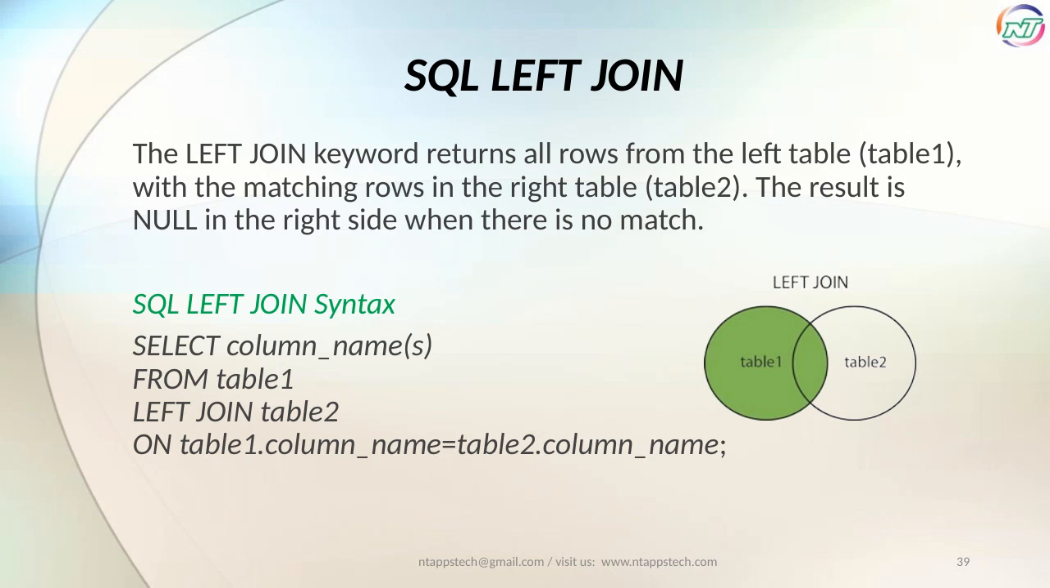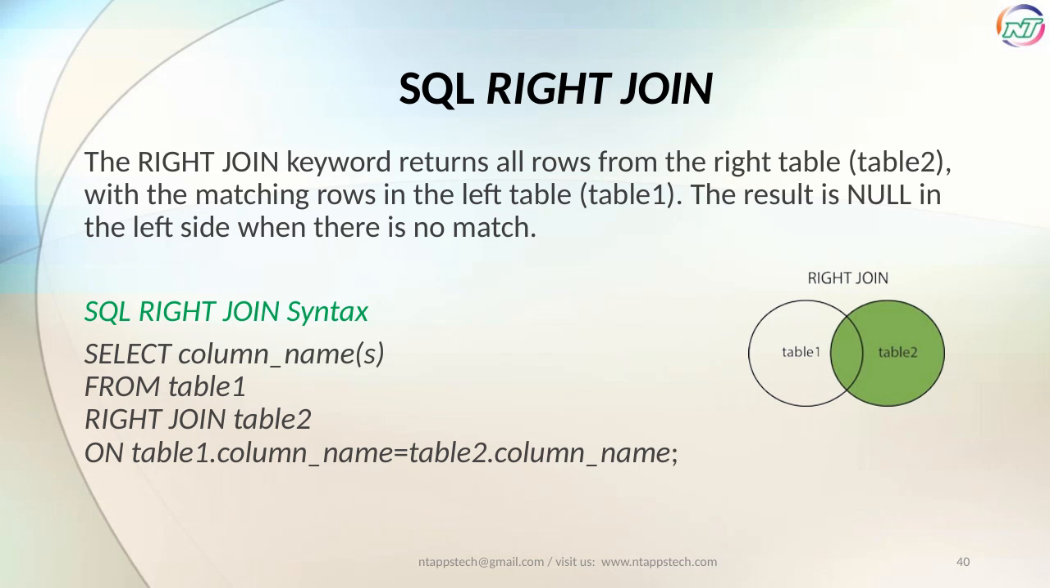The syntax uses select followed by the columns you want, then the left join with the second table on the condition that links the two tables by a column. The Venn diagram here shows the part of the left circle shaded, indicating all rows from the left table are included regardless of whether they match rows in the right table.